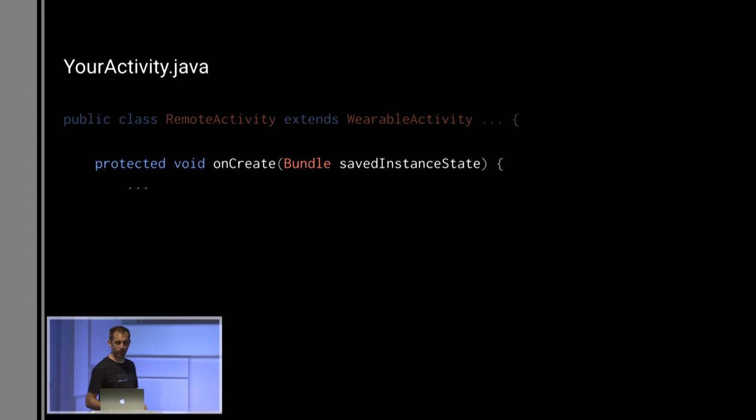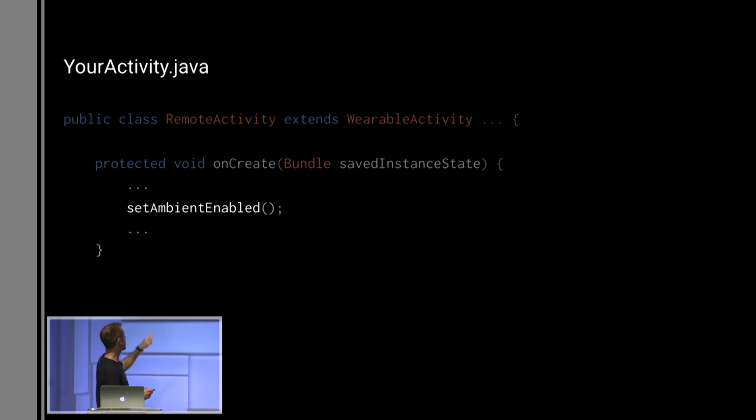In your onCreate method, which you already have as well, you need to make a one-line call to setAmbientEnabled. That tells the Android Wear framework that your app is aware of always-on mode support. If you don't put that in, it won't make the necessary calls to your app, and if you let the screen idle too long, your app will be dismissed just like before. So very important you put that in.